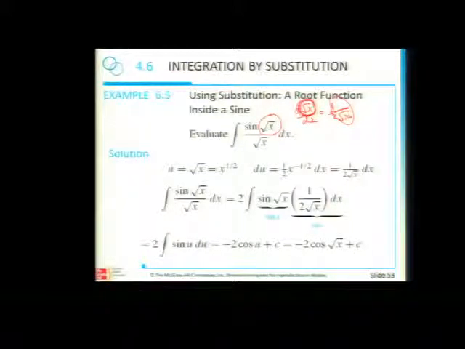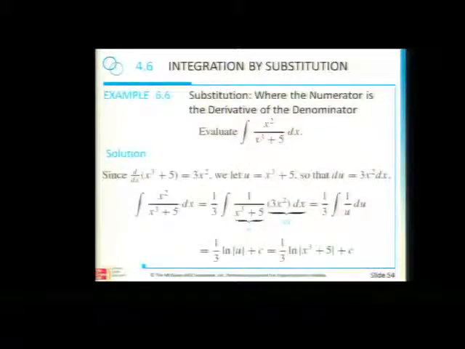Okay, another example using substitution. This is another one. So the numerator, denominator, two things, so there are two functions. But this one is quite easy, because you can see that if you differentiate the denominator, x cubed plus 5, you get 3x squared. We have the term x squared in the numerator. So for the same reason, we let x cubed plus 5 be u.